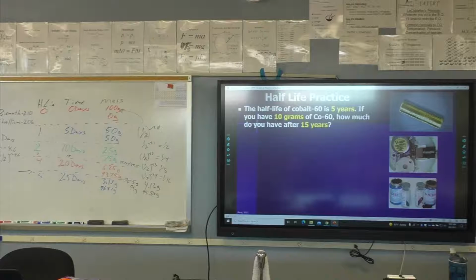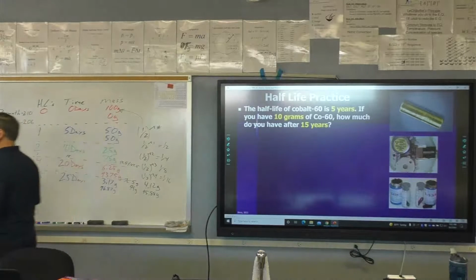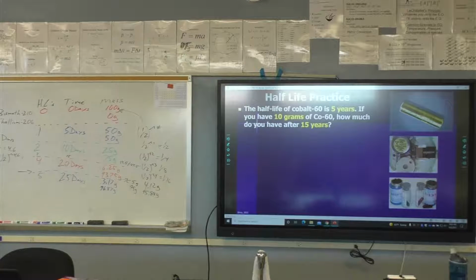Half-life of an element, it's like split. And after 15 years, that's 3 half-lives. That's 10 to 5, 5 to 2.5, 2.5.